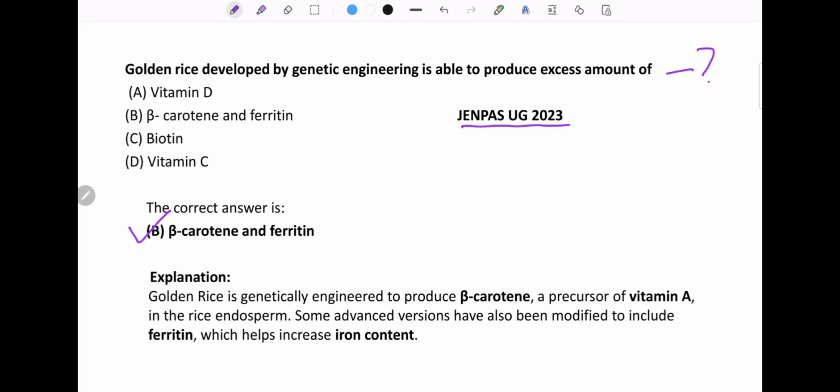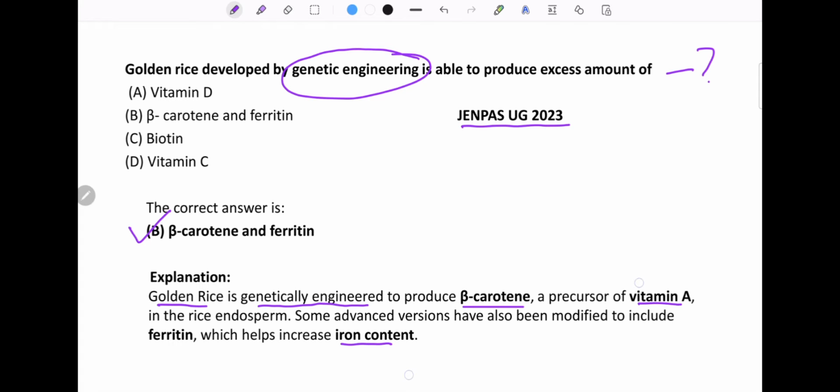Why? Because golden rice is a genetically engineered plant and it produces beta carotene, which is a precursor of vitamin A, and vitamin A is very important, in the rice endosperm. Some advanced versions have also been modified to include ferritin, which helps increase iron content, and iron is the main component of hemoglobin, our red blood cell, right? The topic genetic engineering is very important.